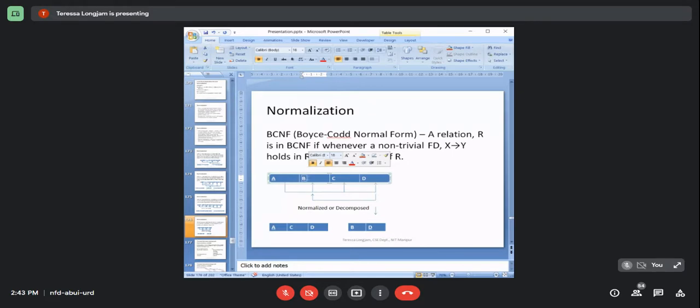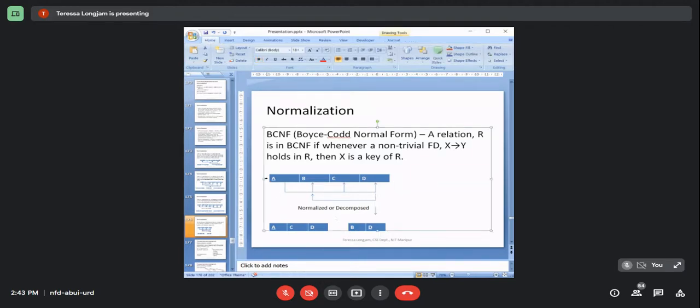We remove this B along with the attribute which is depending on it. So we will have another, smaller relation containing only D and B, and here D is going to be the key. The remaining attributes which remain in the original relation are going to be A, C and D. So that is why we have A, C, D here. A will still be the key. So this is the decomposition process that we have to do according to BCNF.